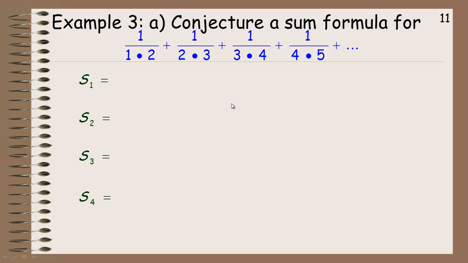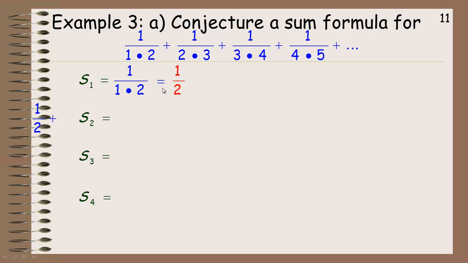Okay, so last example before we get to the fallacy one, we're asked to conjecture a sum formula for this. So this is the first four terms of a series added together. So the first sum is 1 over 1 times 2. So of course that simplifies to a half. 1 times 2 is 2.